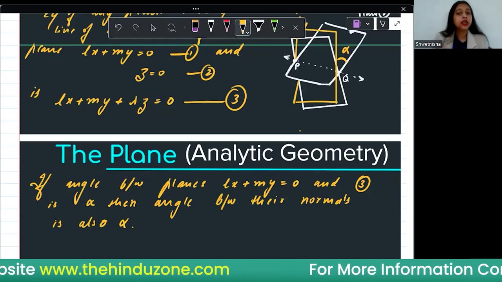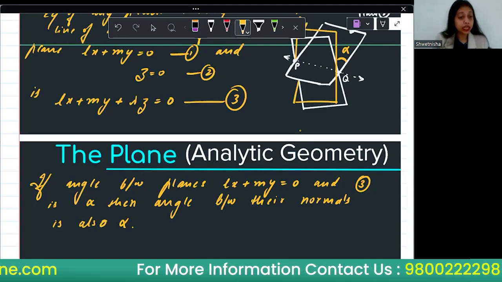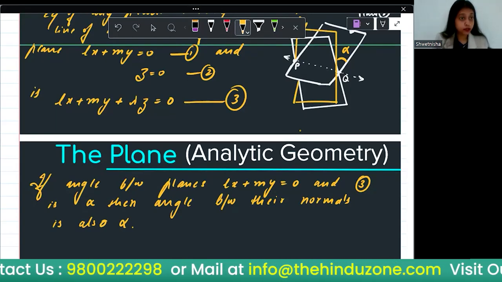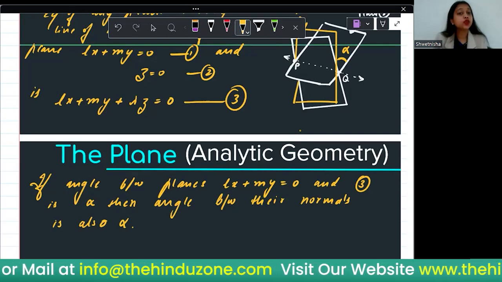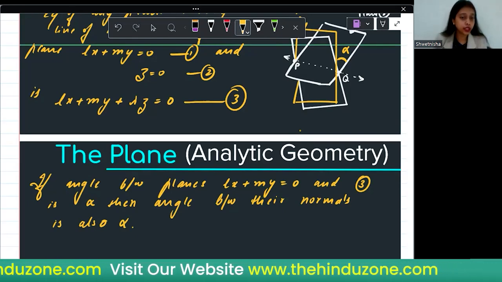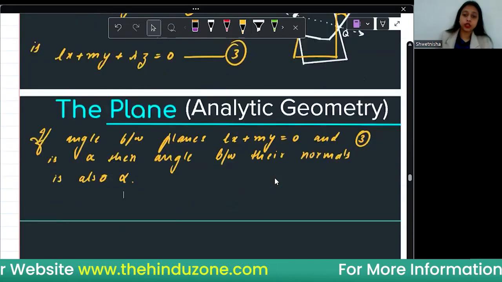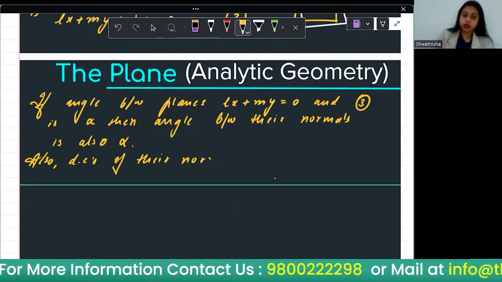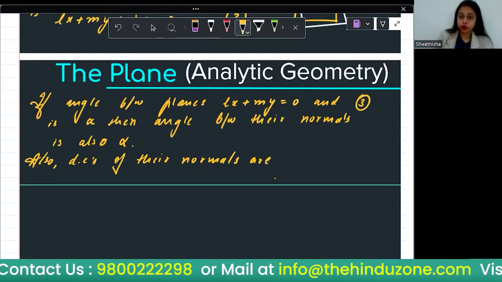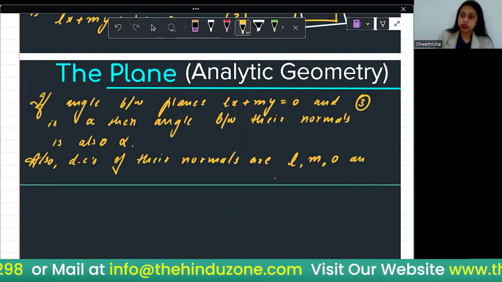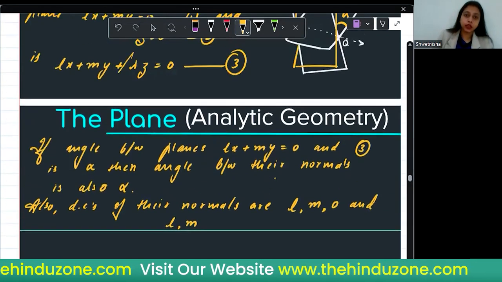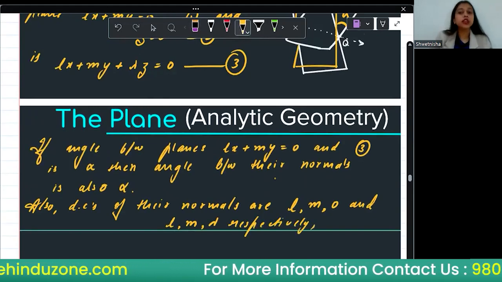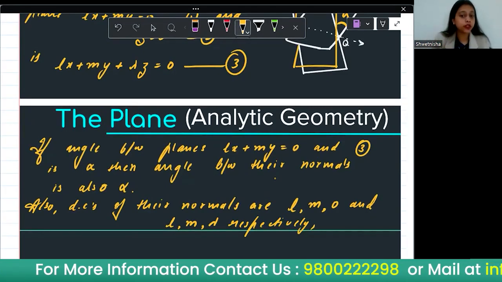Now, how to find the angle between two lines? We are finding the angle between the two normals. So, normals means lines. We have seen the formula. But we need to know the direction cosines. And direction cosines are what? Just the coefficients of x, y, z in the equation. So, the direction cosines of their normals are, for the first one, L, M, 0, and for the second one, L, M, lambda, respectively. So we can find cos alpha, right? Cos alpha is L1 L2 plus M1 M2 plus N1 N2.